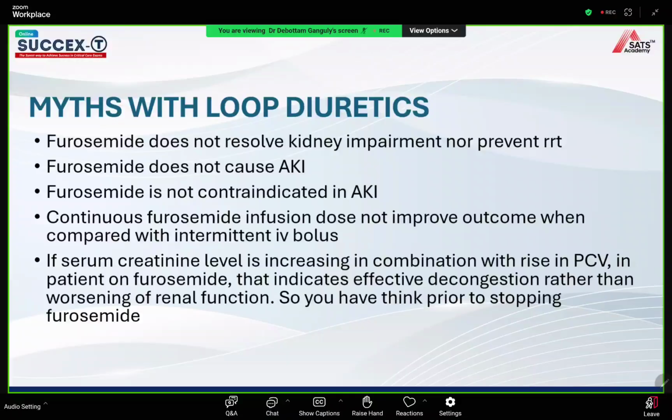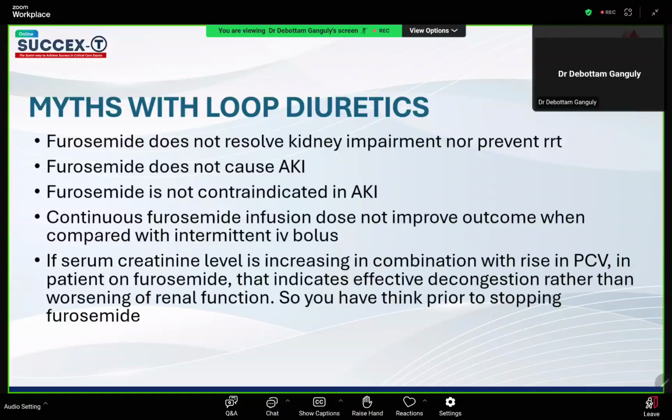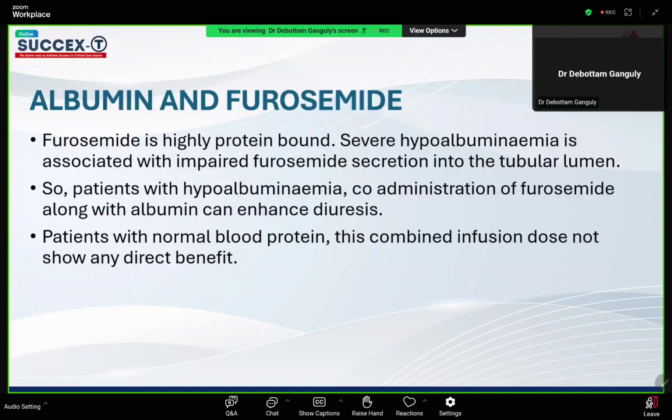So in day-to-day practice, we have seen that after giving Lasix there is an increase of creatinine. It does not mean we have to stop the Lasix or furosemide. That indicates there is a good decongestion. So prior to stopping furosemide, we have to think whether it is an adverse effect of furosemide or the effect of a good, better response to furosemide. So we have to decide accordingly.